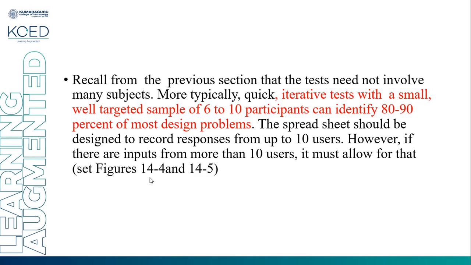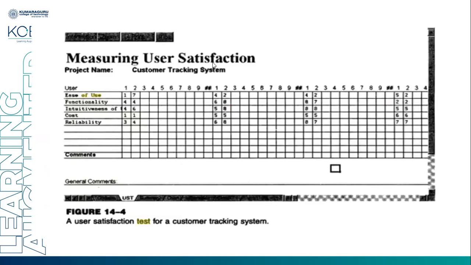Following figures 4.4 and 4.5, we are going to see some spreadsheets. In figure 4.4 we discuss how the spreadsheet is used for recording, and the results are shown in figure 4.5. This spreadsheet measures user satisfaction for the project named customer tracking system project. The parameters are ease of use, functionality, intuitiveness of the user interface, cost, and reliability.